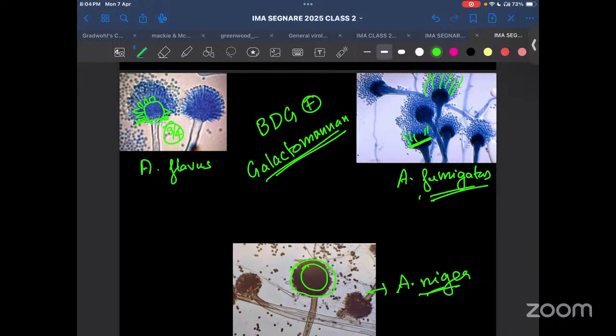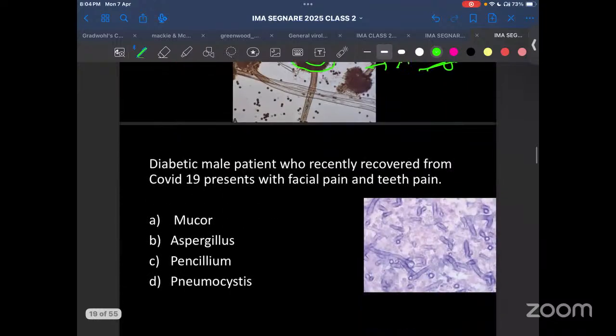Now the treatment for invasive aspergillosis is voriconazole. Others, you can give itraconazole. Okay, so now we move on to our next topic.